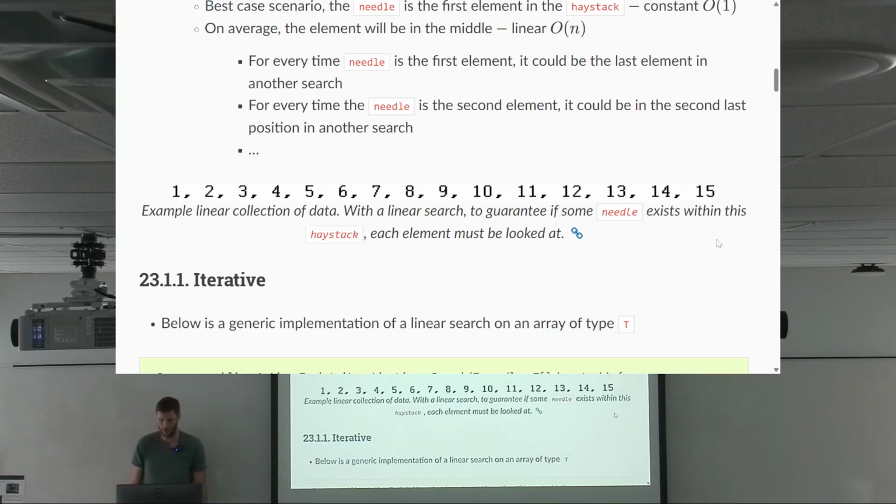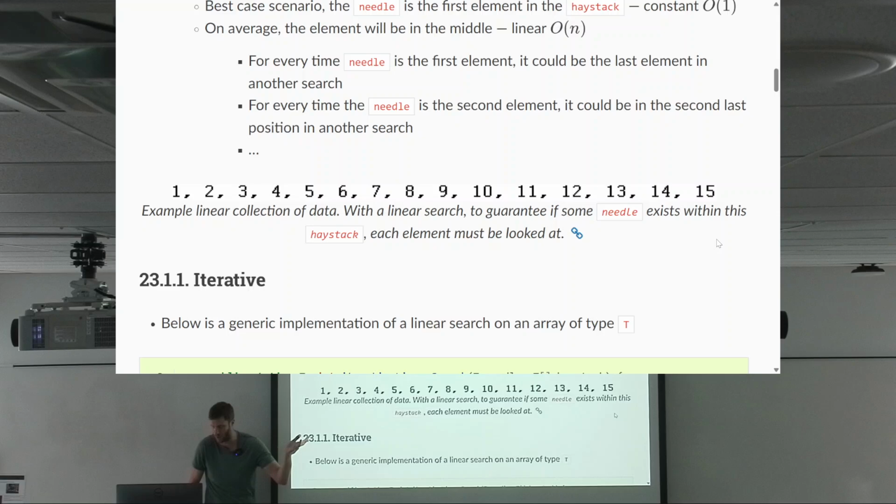So, for example, a linear collection of data with a linear search. To guarantee that some needle exists within this haystack, each element must be looked at. We must. So there are 15 things there. Is this the thing I'm looking for? Is this the thing I'm looking for? Is this the thing I'm looking for? Is this the thing I'm looking for?